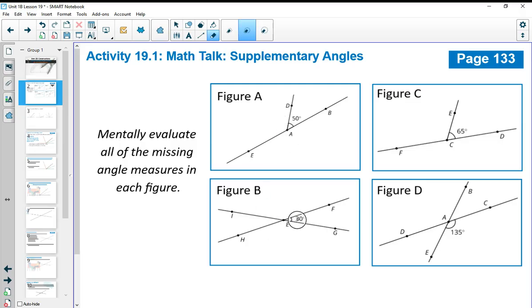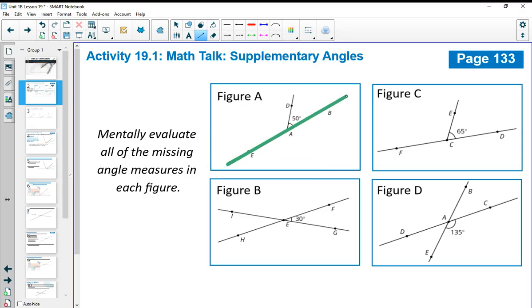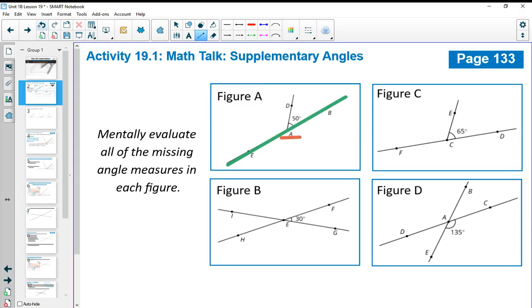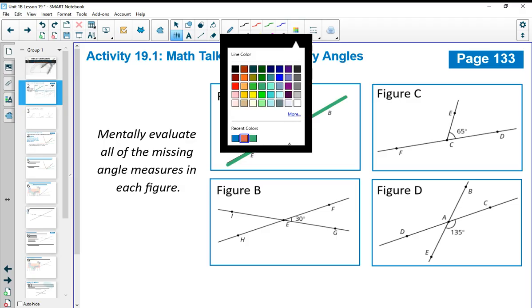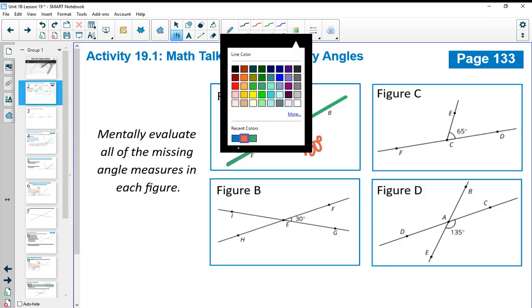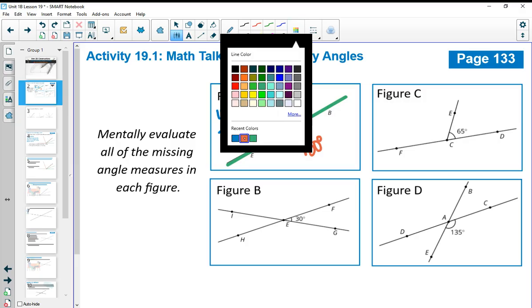So in finding these angle measures, you hopefully remember that a straight line, and let me draw this straight line on here, a straight line is equal to 180 degrees. So that gives us this angle down here of 180 degrees. Then we know that these top two angles together total 180 degrees. So we could figure this missing piece out by doing 180 minus 50 and getting 130 degrees for that one. Then we'll apply similar thinking to these other ones.